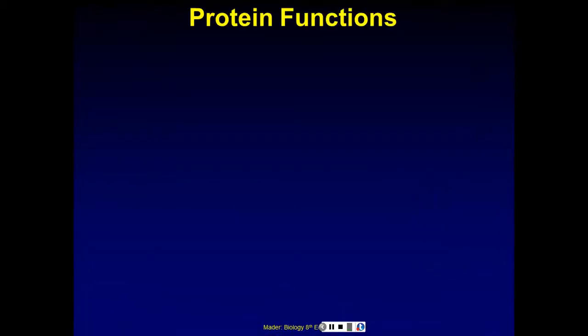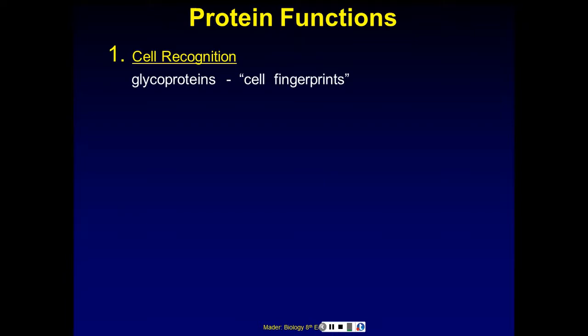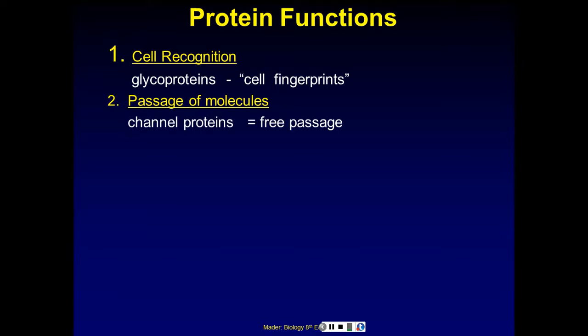Some of the functions that these protein molecules might serve, there are some that are involved in cell recognition. We actually call those the cell fingerprints. These are the glycoproteins. And everybody's glycoproteins are different, just like everybody's fingerprints are different. Also, some of these proteins actually are involved, as I illustrated earlier, in the passage of those molecules across the membrane, either from outside to in or inside to out. There are some of those proteins that allow molecules to pass freely, and then others are very selective about which type of molecules can go through them.